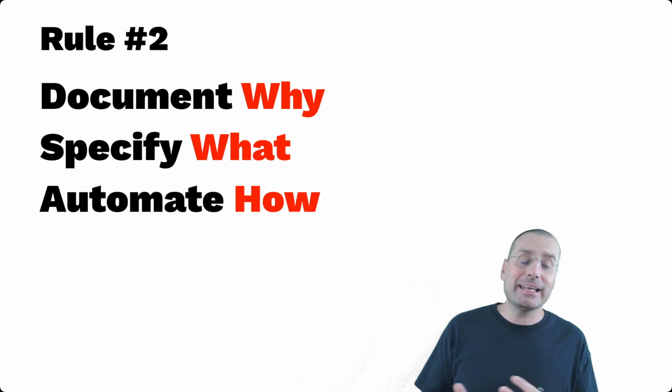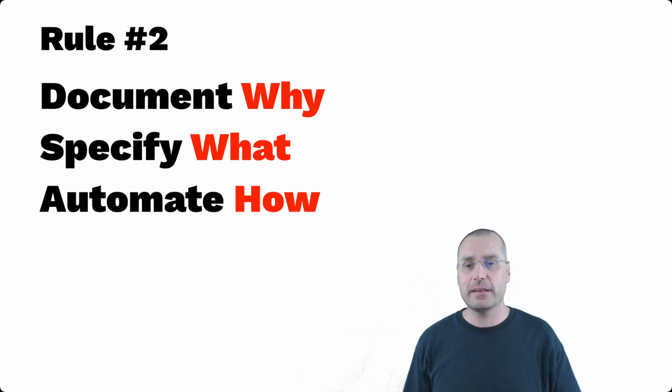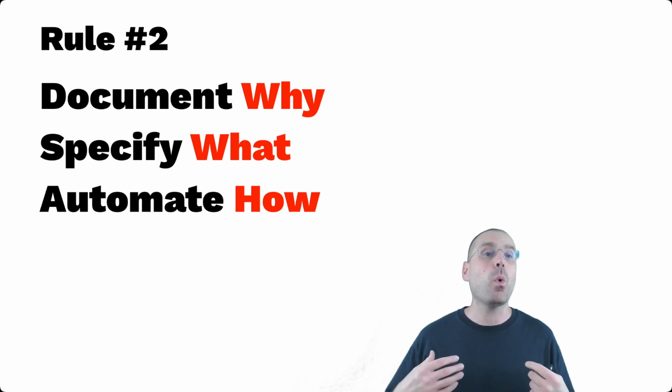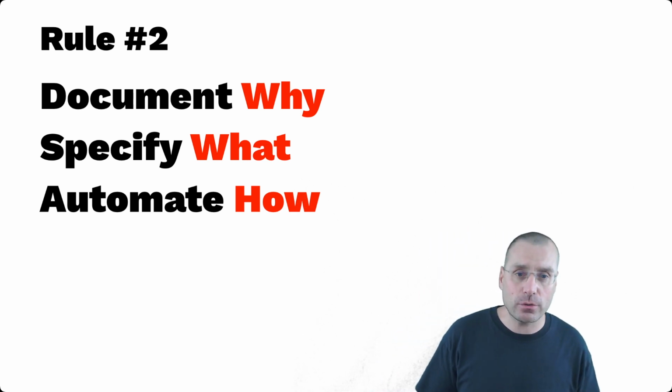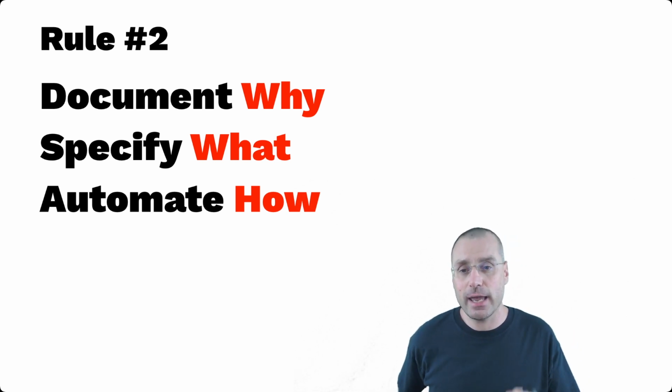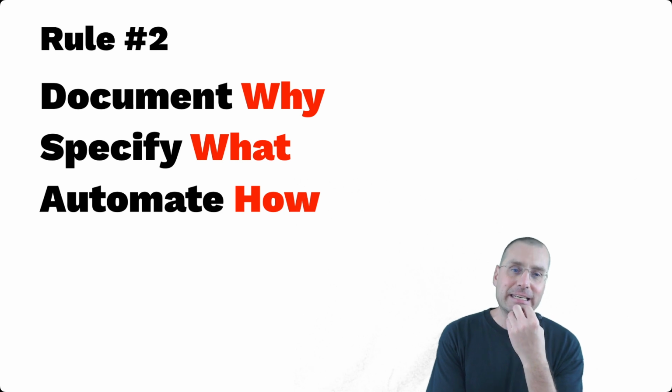What I think is really important is that once we specify the what and automate the how, we also document the why. Understanding things so we can come back to them six months later and say, well, this thing is no longer 10, it's now 12.